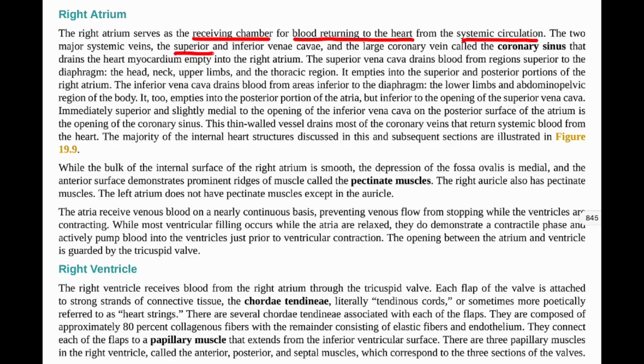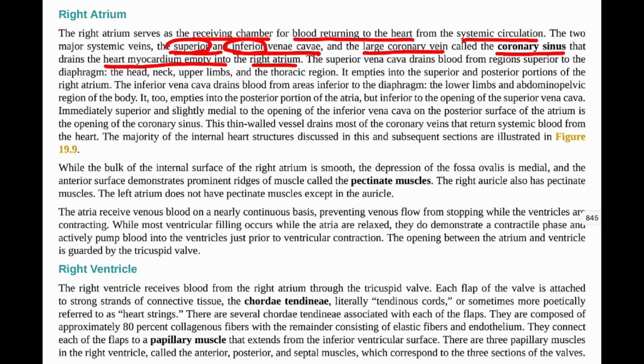So the superior and inferior vena cava are coming from the system. So superior, again, meaning like up above or to the top part of our body. So the superior vena cava is draining blood from the top part of our body, above the heart. Our inferior vena cava is draining blood, pulling blood from the bottom part of our body, so below our heart. Then we have our large coronary vein, called the coronary sinus, that drains the heart muscle then, the vessels that are all along the heart itself. And that's going to empty into our right atrium.